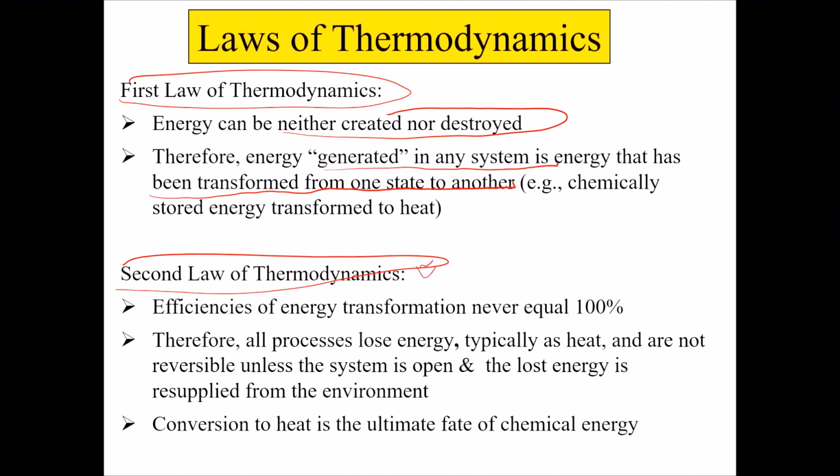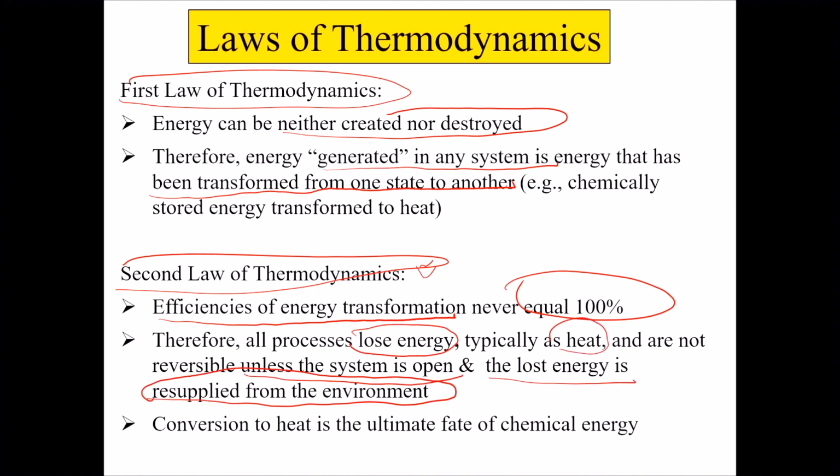Similarly, the second law of thermodynamics says that the efficiency of energy transformation is never equal to 100%. So, the first law says energy cannot be created nor destroyed, but it can be changed from one form to another form. The second law says that the efficiency of energy transformation from one form to another cannot be 100%. So if it cannot be 100%, what happened? It means that something is going in between. Something will be lost. Therefore, all processes lose energy, and they lose energy as heat. Conversion to heat is the ultimate fate of chemical energy.